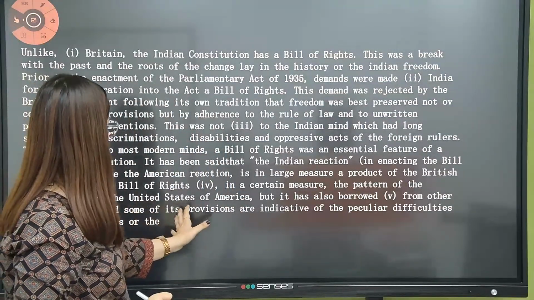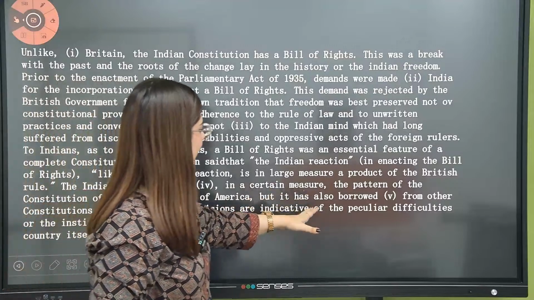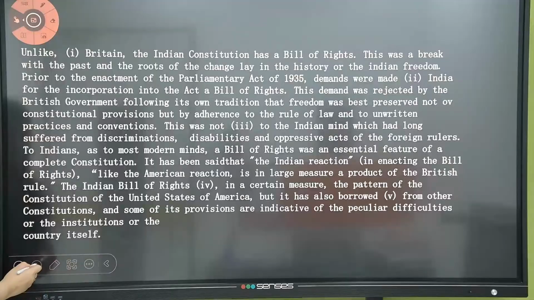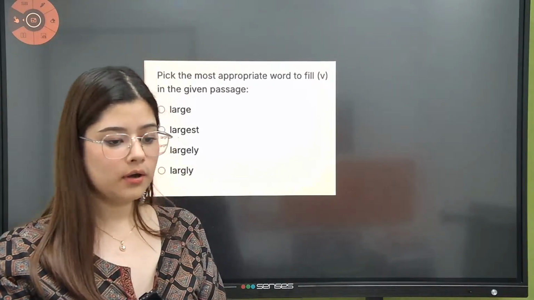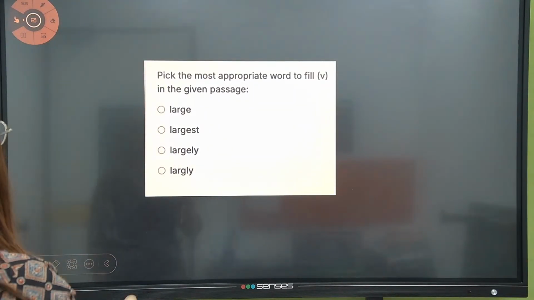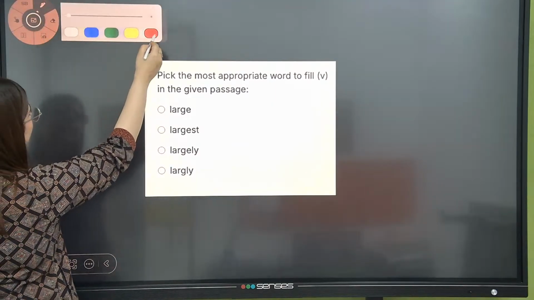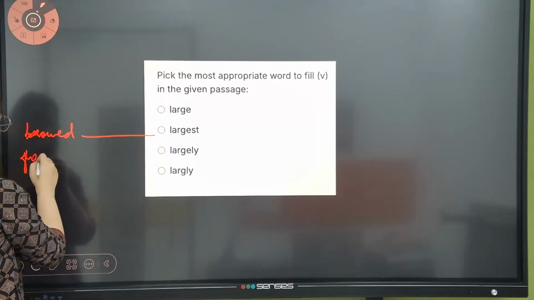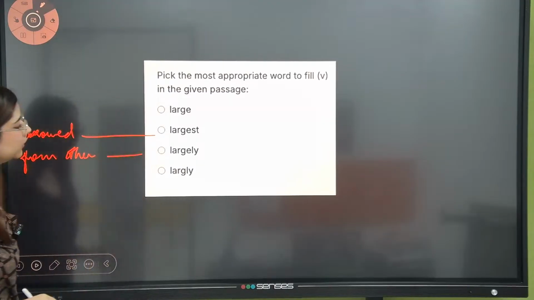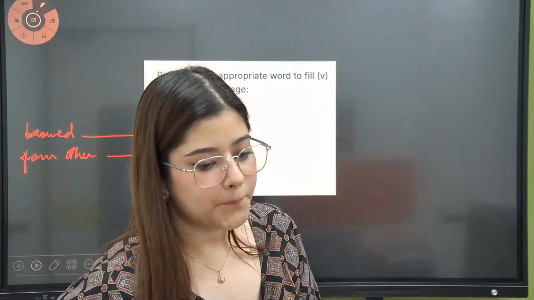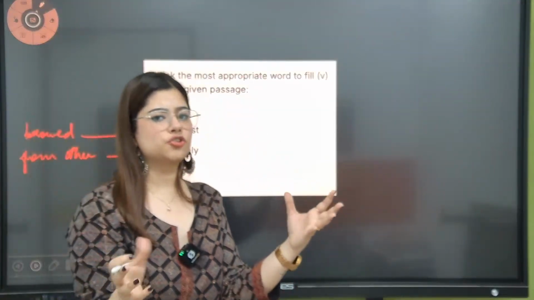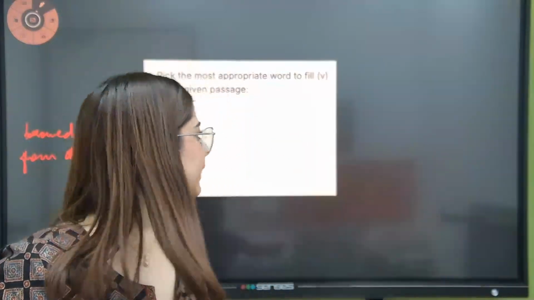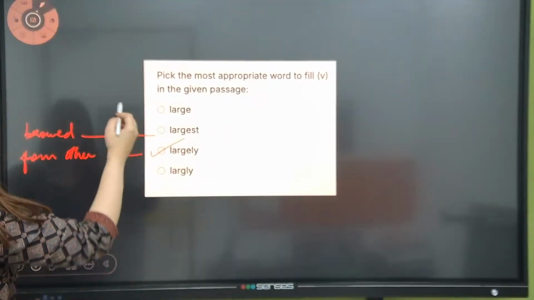Something Constitution of the United States of America, but it has also borrowed dash from other constitutions. You have to pick one word. It has also borrowed dash from other constitutions. Borrowed, verb, largely, describing the extent of kitna borrow kiya hai. So obviously largely would be the correct answer.